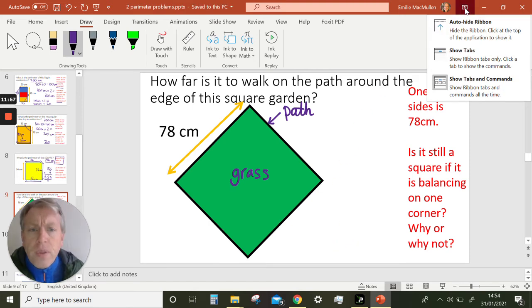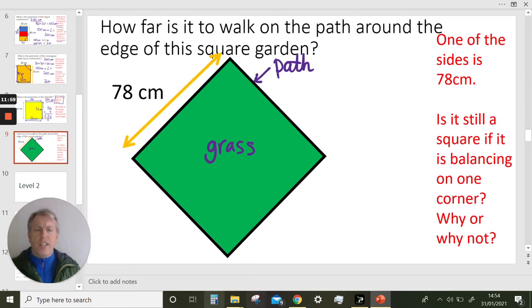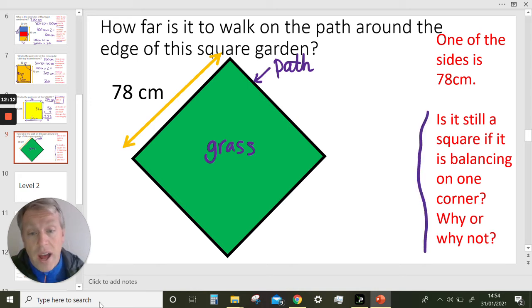So, how far is it to walk on the path around the edge of this square garden? Well, some of you might be thinking, that's not a square, Mr. Mullen, that's a diamond. But the answer is, it is still a square. As long as all the sides are the same length and all the angles are right angles, it's still a square. Okay, one of the sides of the square is 78 centimetres.